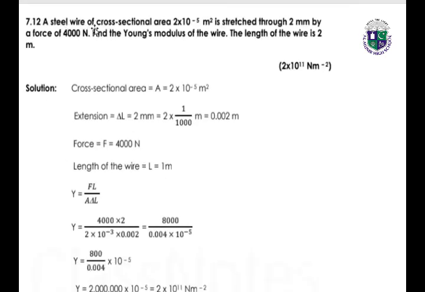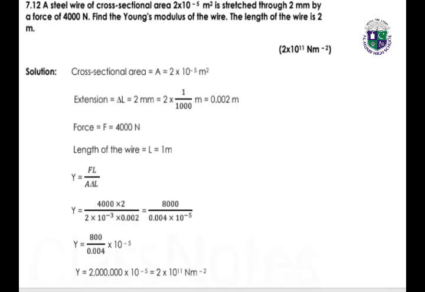A steel wire of cross sectional area 2 into 10 to the power minus 5 meter square is stretched through 2 millimeters by a force of 4000 Newton. We have to find out the Young's modulus. Students, I told you about the formula of Young's modulus, which is F into L over A into change in length. So cross sectional area is given, extension in length is given, force is given, length of the wire is given. By putting all these values in the formula of Young's modulus, we will get the answer, which is 2 into 10 to the power 11 Newton per meter square.